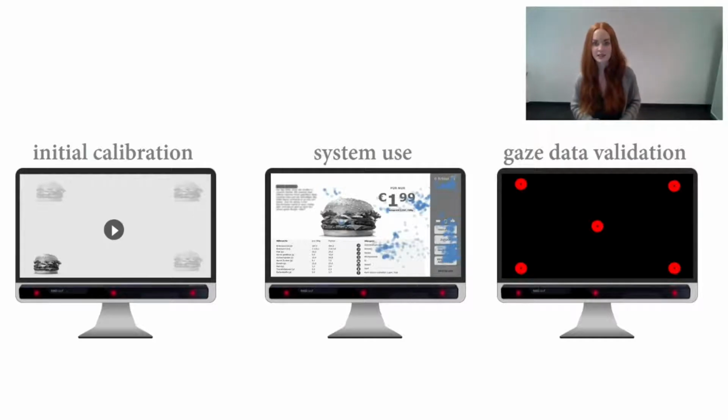We collected this benchmark data in a controlled laboratory study with an initial calibration and a subsequent gaze validation. For the initial calibration, we used a pursuits-based approach where the participants were asked to follow a moving burger icon with their gaze. They were then asked to put together a meal using the same order application that we also used in the field study, and after the experiment, we evaluated the accuracy of the gaze data by asking the participants to look at 5 red circles with known screen positions.